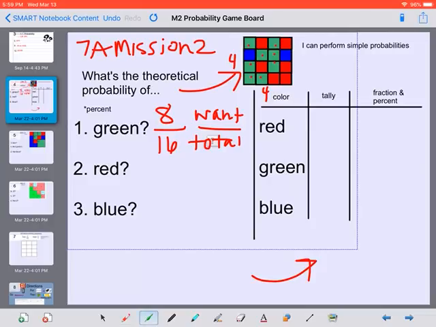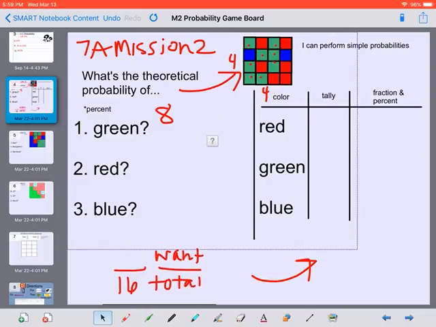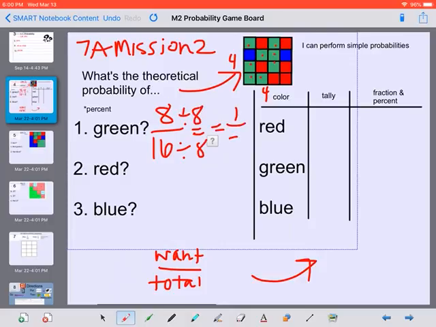So we can simplify that probability. This part down here is the part we want out of the total. That's how we write our probability. We can simplify this. Many of you already know this. We can divide by 8 to give us 1/2.